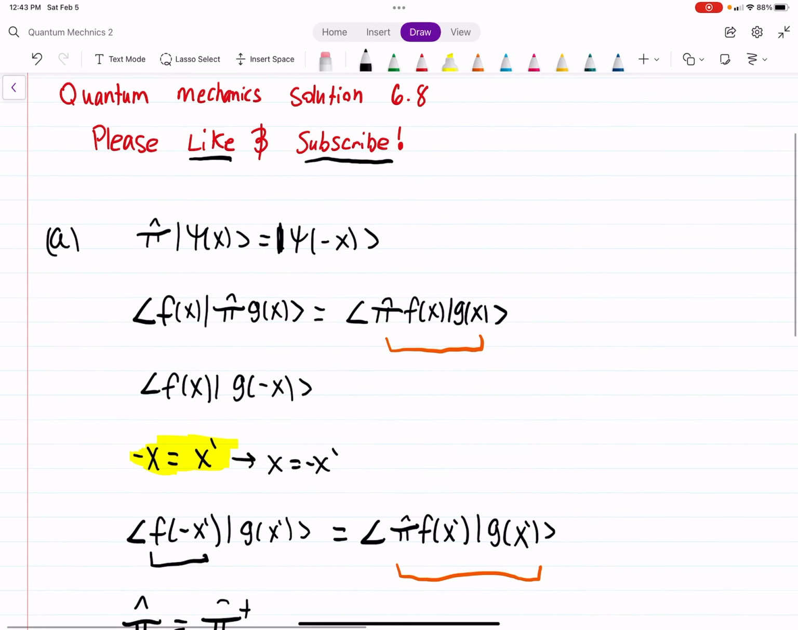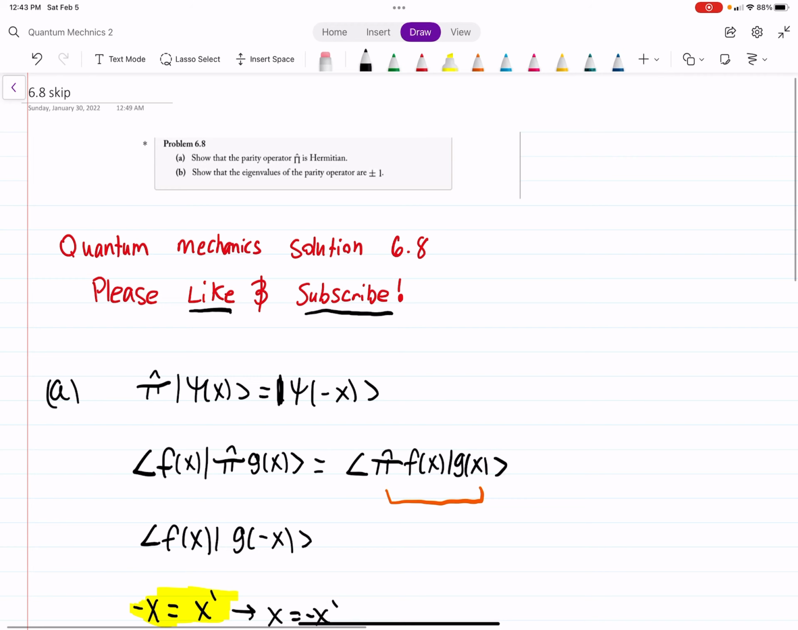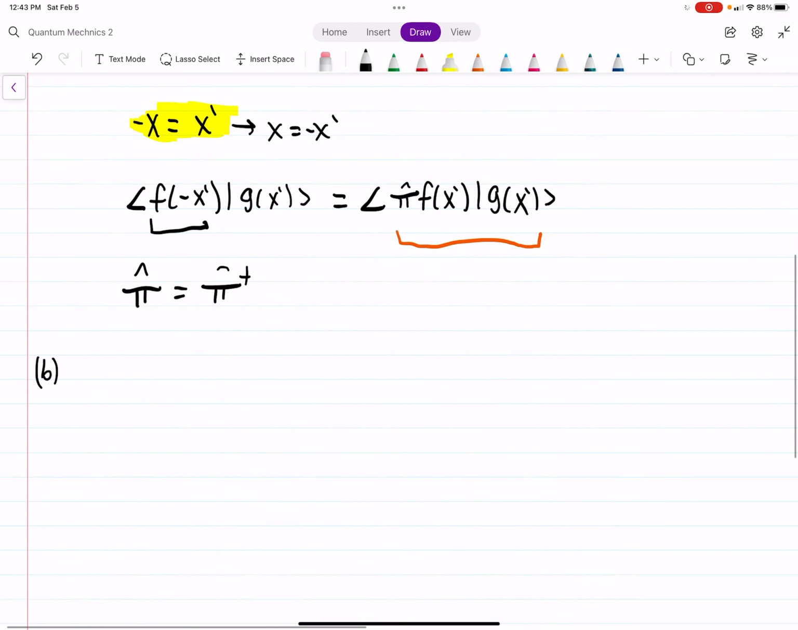And now on to part B. This says, show that the eigenvalues of the parity operator are plus and minus 1. So let's just define parity acting on psi equals some eigenvalue lambda times your original. So this is just an eigenequation.